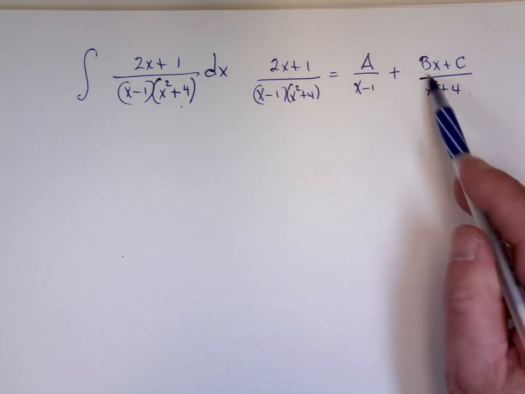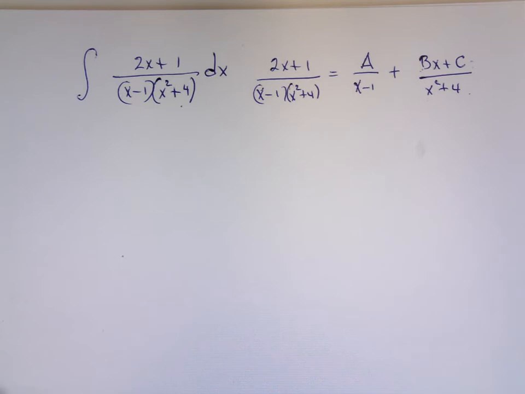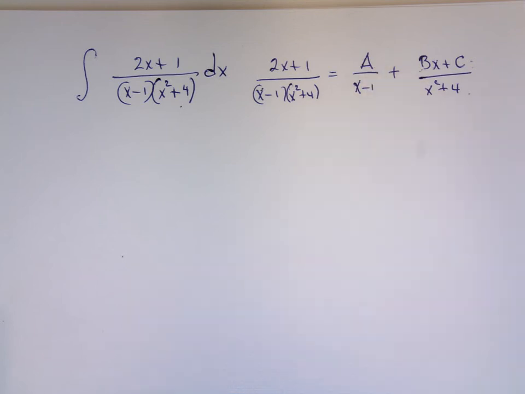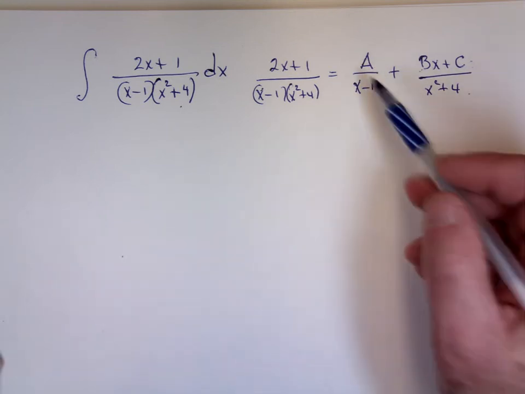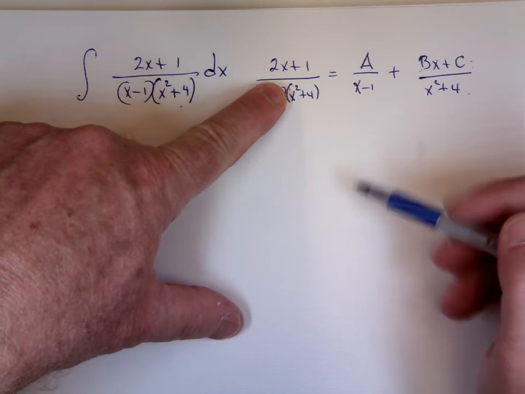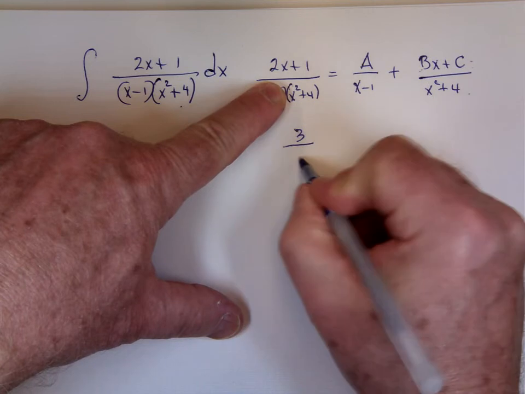Okay? Now, let's see what we have. We can solve for a. That's not a big deal. Let's solve for a. Multiply by x minus 1. Let x equal 1. I get 3. 1 squared plus 4 is what? 5. So 3 fifths. That's a. Nice. Very simple.